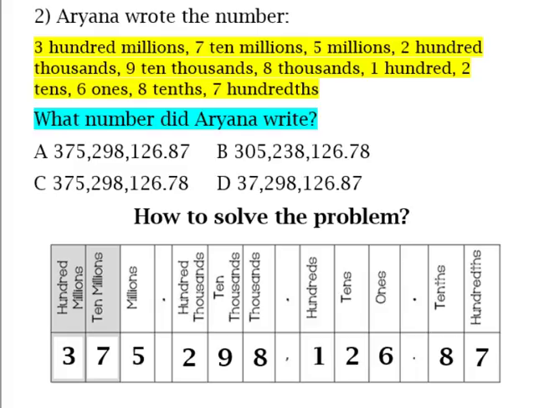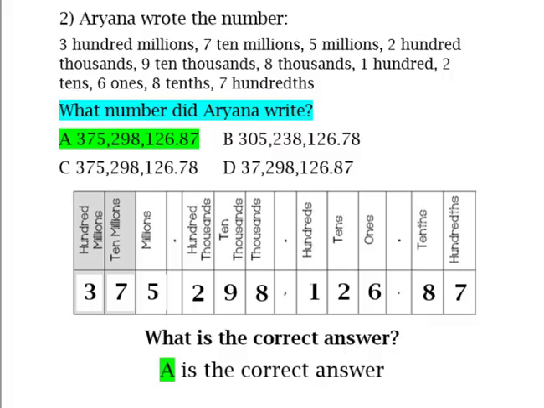So looking at our answer choices, can you tell me, based on how we solved the problem, what the correct answer is? If you said A, you are correct. If you take a look at where all of the values are in A, it matches just what we have in our place value chart below. Good job. Let's move to question number 3.